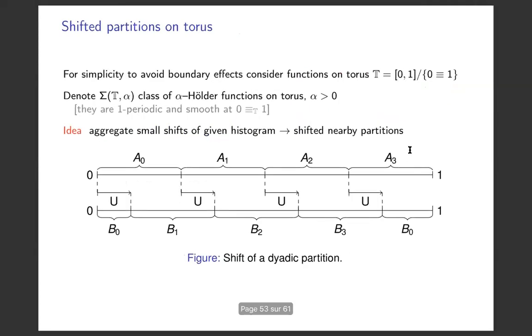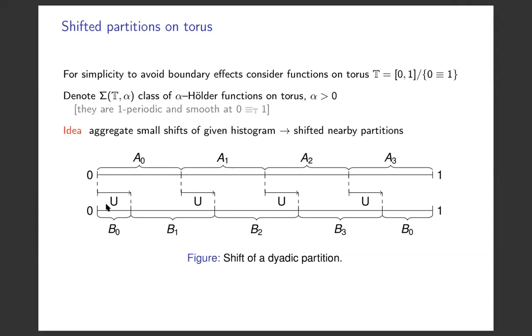So we have seen, let's consider density. We'll look at density estimation, and to avoid these boundary effects that will be present, let us for now consider the case where you are on the torus. So the torus is just (0,1), but you identify 0 and 1. And then if you have a smooth function on the torus, it just means that it's 1-periodic, and you want also the smoothness to connect well between 1 and 0. Okay. So consider the space of alpha-Hölder functions on the torus.